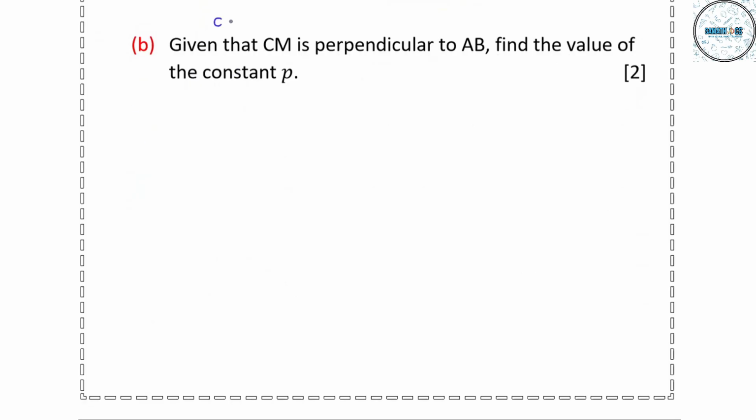Coordinates of C are p, comma 0. Coordinates of M, which we have taken out, are 2, comma 8. Coordinates of A are minus 2, comma 6. And coordinates of B are 6, comma 10. As CM is perpendicular to AB, so we will be using the gradient formula. If two lines are perpendicular, then their gradients are negative reciprocal to each other, or gradient of CM multiplied by gradient of AB is equal to minus 1.